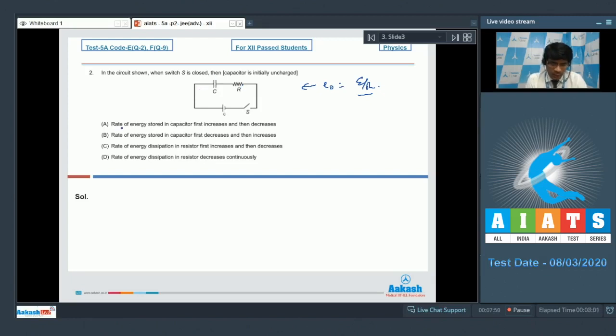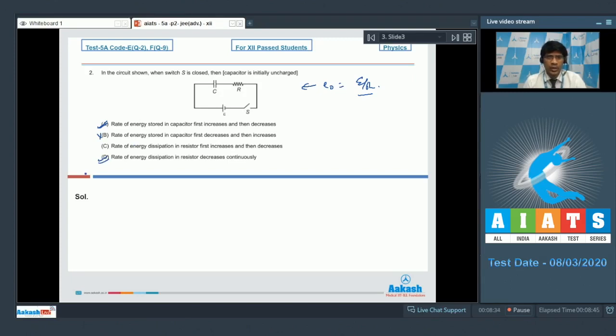So let's see the options now. Rate of energy stored in capacitor first increases and then decreases. Well, I would say this is the correct answer. First it increases and finally the rate of energy stored will become 0 and the capacitor will be charged completely. Rate of energy stored in capacitor first decreases and then increases. This is the wrong option. Rate of energy dissipation in resistor first increases and then decreases. We said that it would keep on decreasing continuously. The rate of dissipation in resistor decreases continuously is the correct answer. So we are getting options A and D as the correct answer for question number 2.